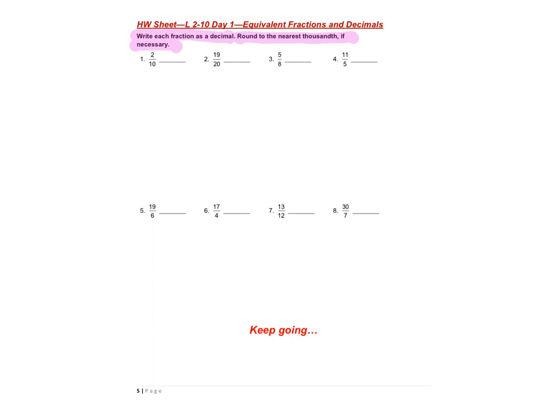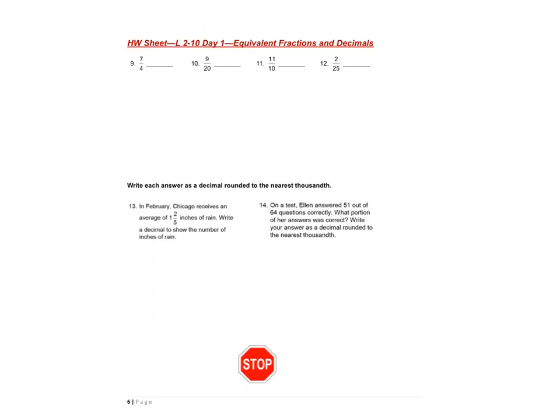Make sure you choose which method appropriately. If it's a factor of 10, 100, or 1,000, you can choose method 2. Otherwise, you'll do long division, and it is pages 5 and 6. Remember to label your answers for problems 13 and 14 as those are story problems.